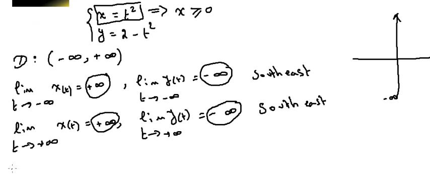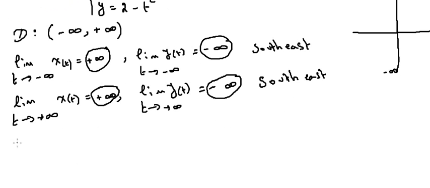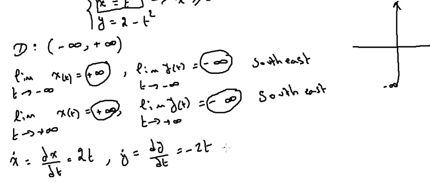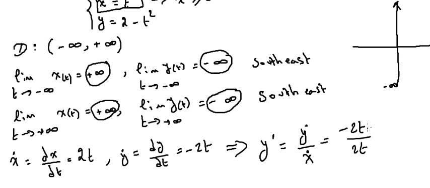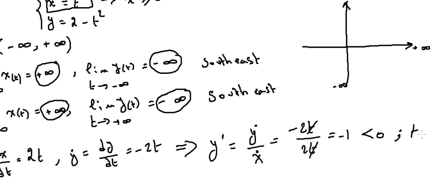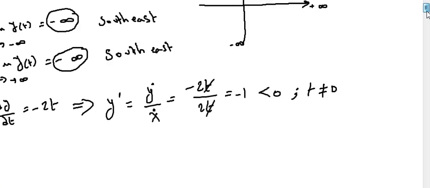After that, we find the derivative, y prime, which is equal to y dot over x dot. First we find x dot, the derivative of x in terms of the parameter t. It's 2t. And y dot is the derivative of y with respect to t, so it's minus 2t: the derivative of 2 is 0, and the derivative of minus t squared is minus 2t. So y prime equals minus 2t over 2t. We simplify t, and the answer is minus 1, which is strictly negative, but under the condition that t should not equal 0, because we simplified t already. That's great. Let's continue.